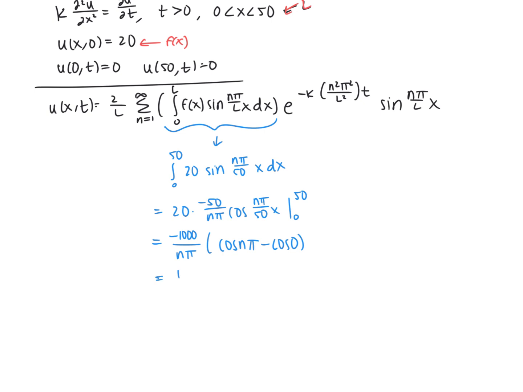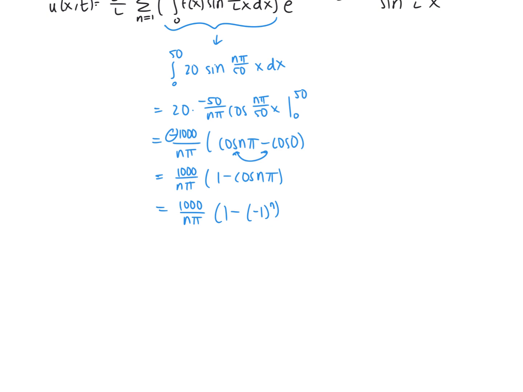Further simplifying, this is 1,000 over n pi. Because I took this negative out, I'm going to switch these two. So I get 1 subtract cosine of n pi. That cosine of n pi we've seen before. So this is 1,000 over n pi. That cosine of n pi is negative 1 to the n, right? It's negative when n is odd. It's positive when n is even.